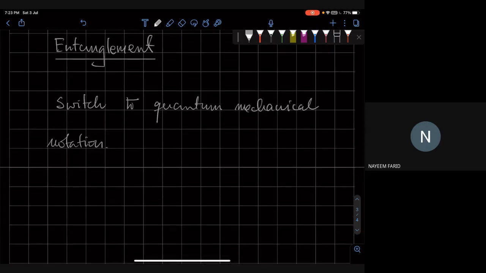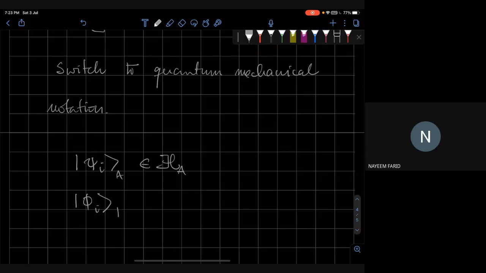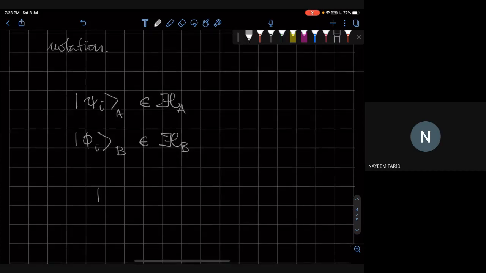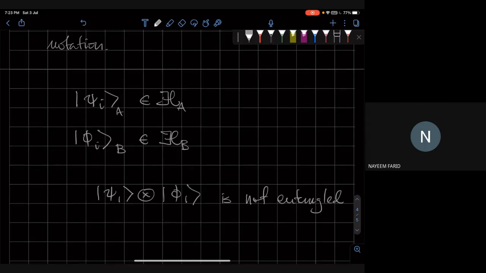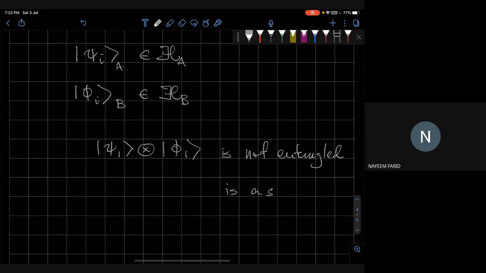So suppose that psi I of A, subscript A, is some state in our Hilbert space HA, and say phi I of B is a state in our Hilbert space H of B. So then the state, say psi 1 cross phi 1 is not entangled, okay? It is a separable state.